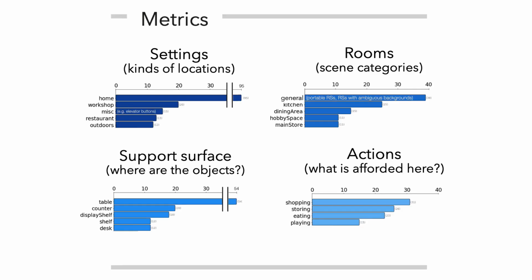Looking at the top 5 from each of these, we can see that our database has primarily sampled images from the home, workshops, restaurants, or the outdoors, images that are in rooms such as kitchens, dining areas, hobby spaces, and stores, where the support surface is tables, counters, shelves, or desks, and where the actions that are afforded are shopping, storing, eating, and playing.